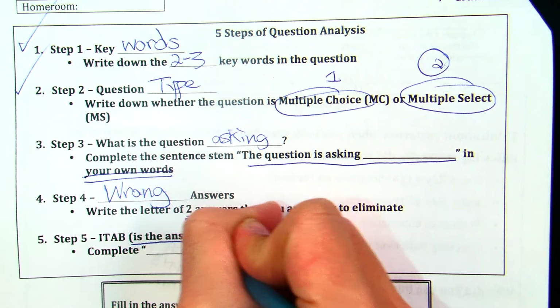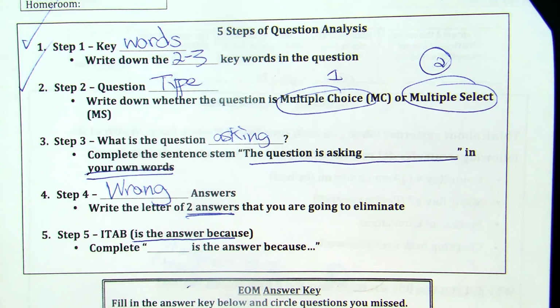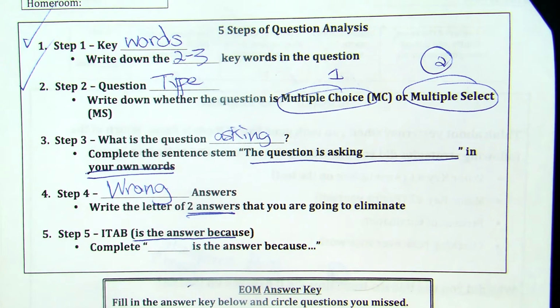ITAB is called "is the answer because." So you're going to explain why you chose the answer that you did. An example of what this should not look like is you should not be saying B is the answer because it's the right answer, or B is the answer because it's the best answer. I will not give you credit for that.